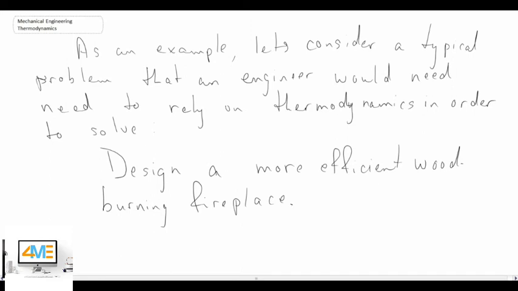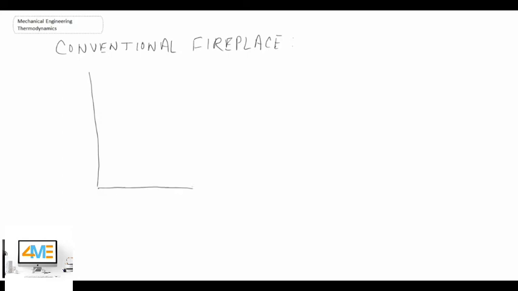So let's take a look at that. And what we're going to do, we're going to start by looking at a conventional fireplace and examining what is going on. So if you look at a conventional fireplace, what we have is usually some form of enclosure, quite often made out of brick. And we might have a window in there on the front. But essentially everything ends by going up the chimney.